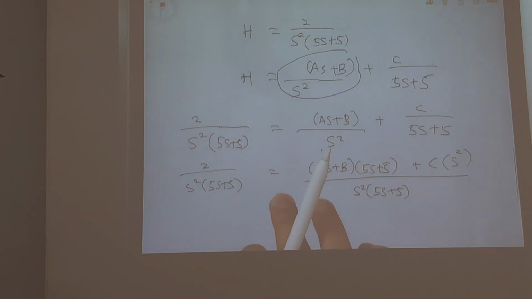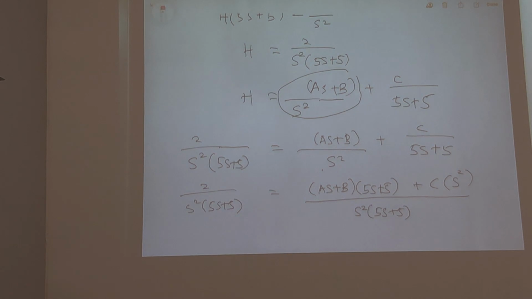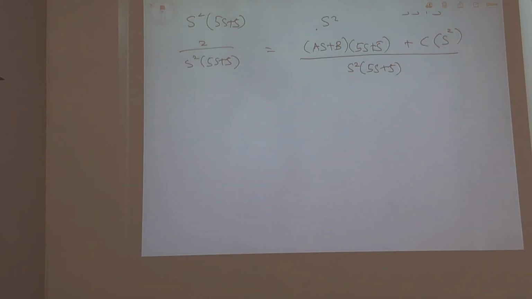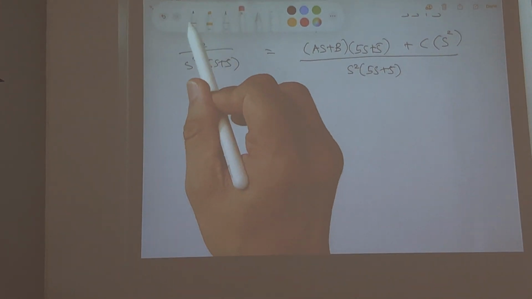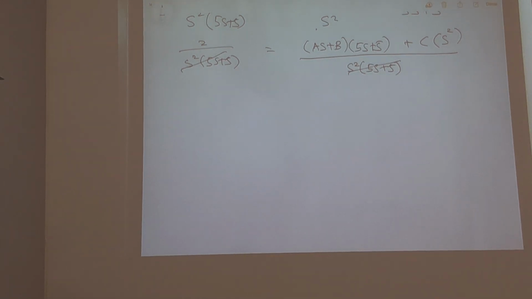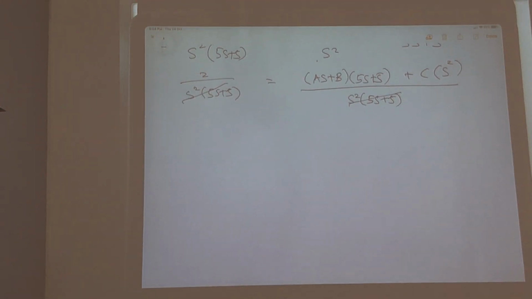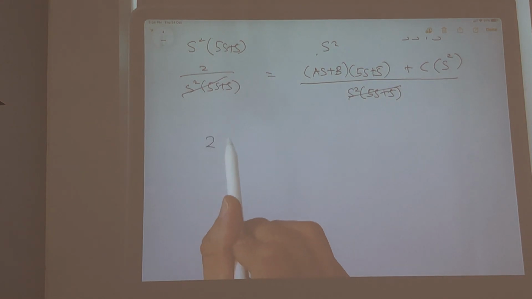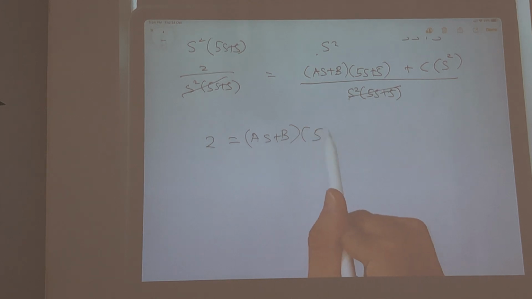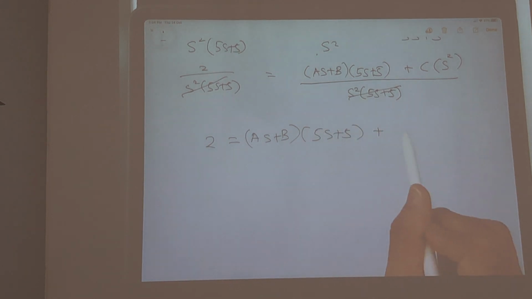No. Because this side have, but when we break it, we actually only consider the 5 as plus b, okay? So now the bottom actually can cancel out. This one can cancel out, right? So what I left here is 2 equal to As plus b multiply 5s plus 5 plus cs power 2. Okay?